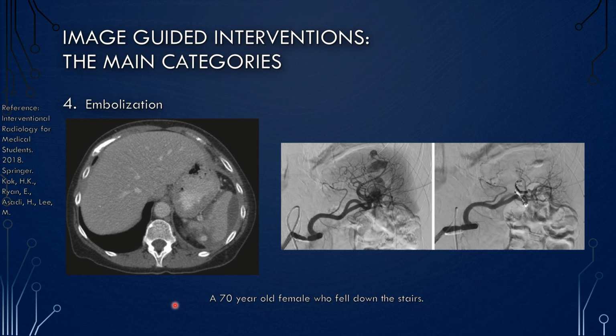This is another case of a 70-year-old female who fell down the stairs. In this example, the spleen is showing an area of active extravasation here and a perisplenic hematoma. The patient was rushed to the angio suite and the angiogram demonstrated active extravasation from the spleen, and again embolization with coils stopped the bleeding.